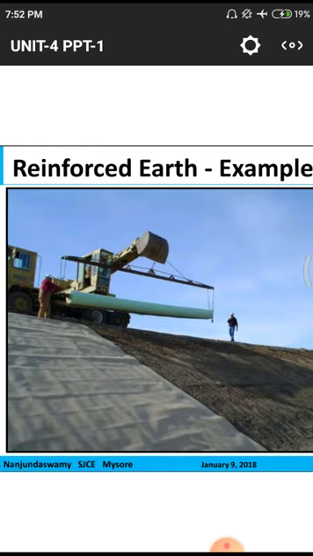Here is one example which is showing the mats. That means here we are simply spreading the mats on the slope. Why? Because whenever there is a slope, if there is no proper coating to the slope, due to natural calamities and other disturbances caused by nature, the total slope will be disturbed. We need to control this disturbance by using this reinforcing earth principle.